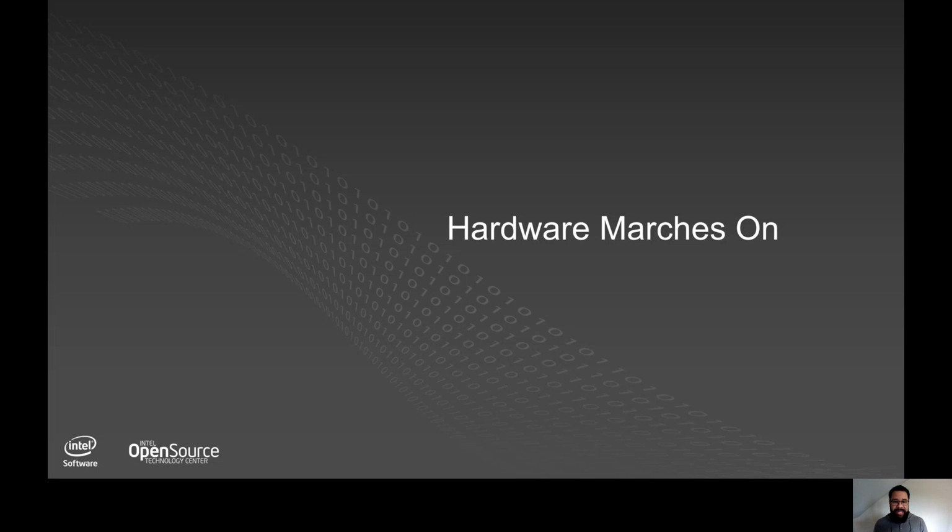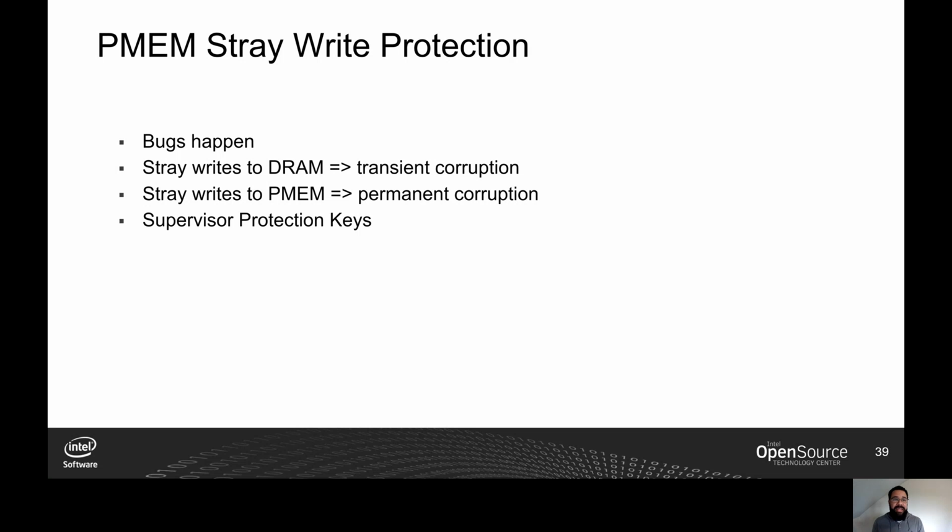Prove me wrong. So meanwhile, all those software things are happening in the background, and hardware is continuing to gain new features, with implications for persistent memory, and we're having to keep up with those. The first one is a feature we're calling stray write protection, and it's kind of an acknowledgement that bugs happen. And bugs happen in kernel code, and if a bug happens and it scribbles over some other part of memory, if it hits DRAM, it can be bad, but it's transient corruption. You could recover from it by rebooting.